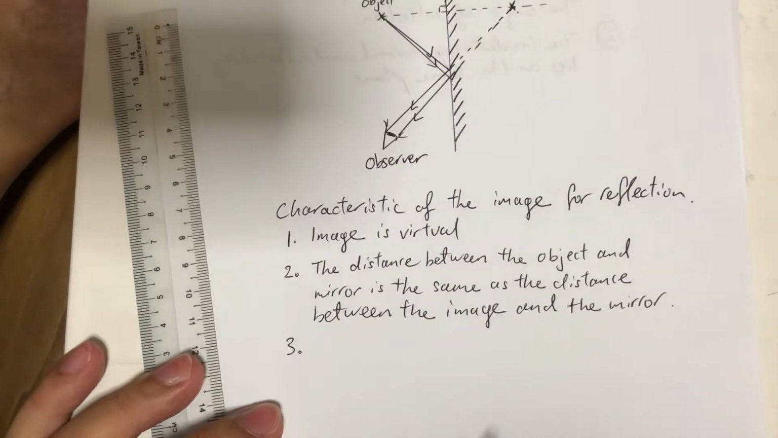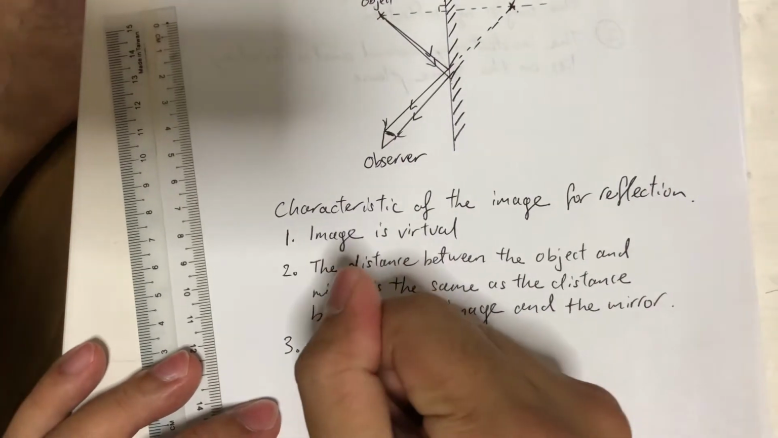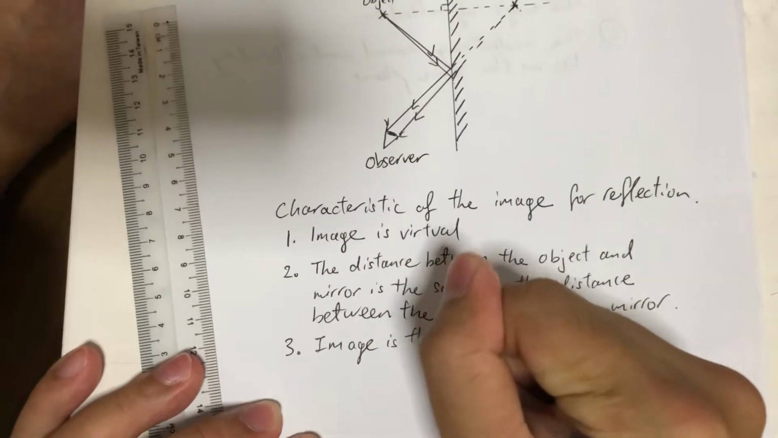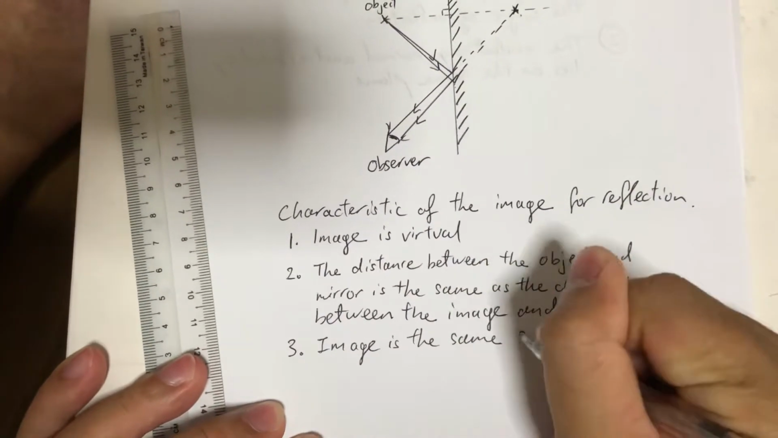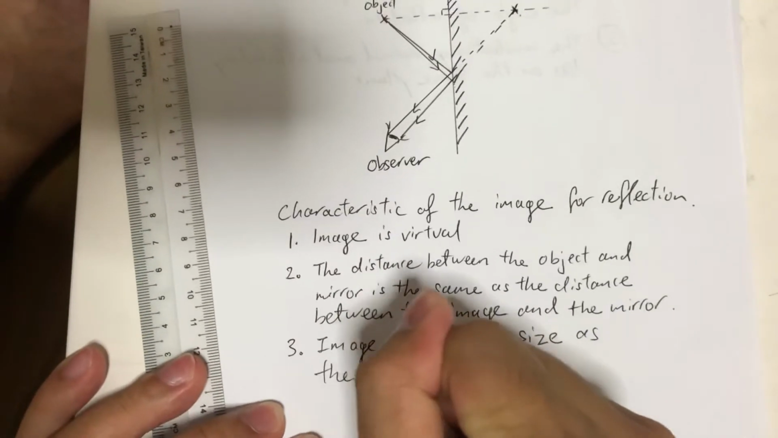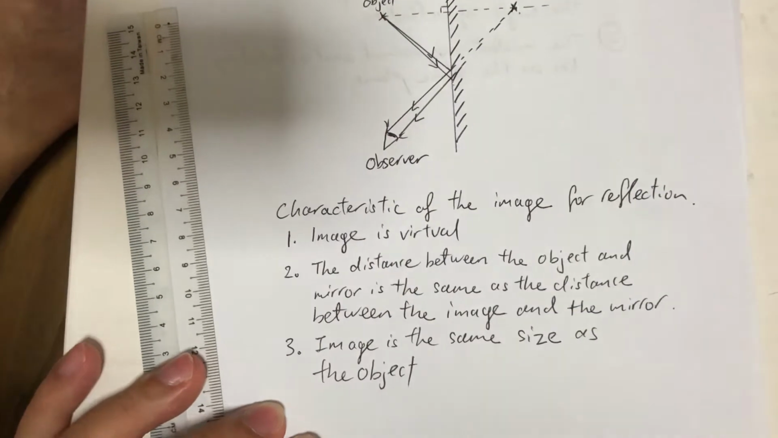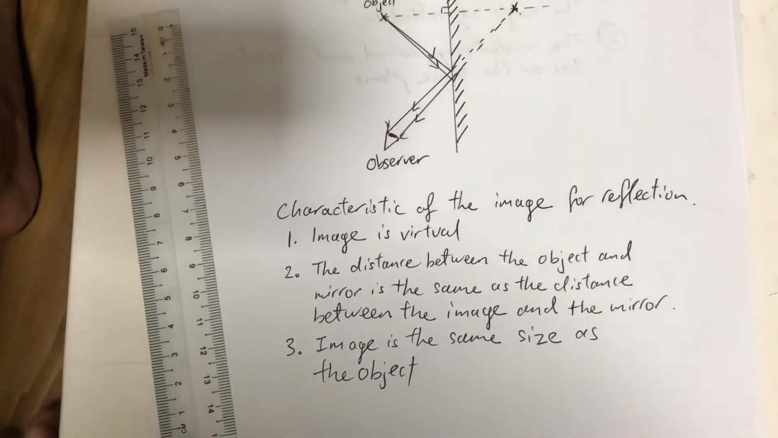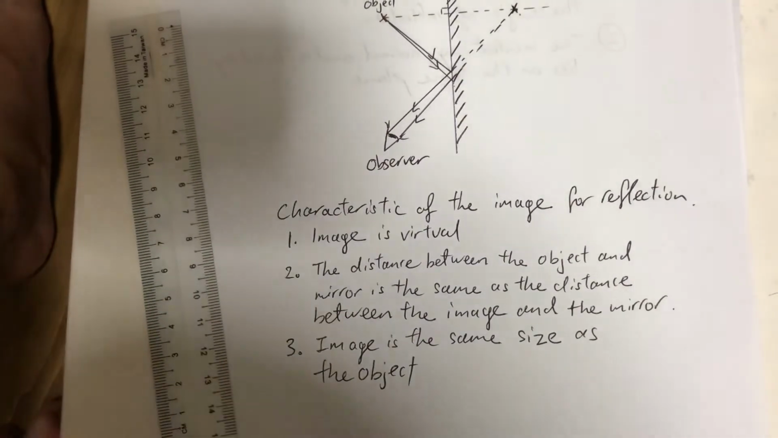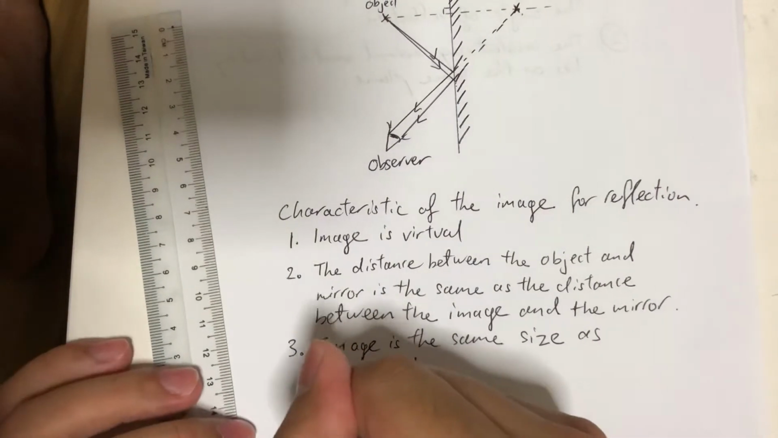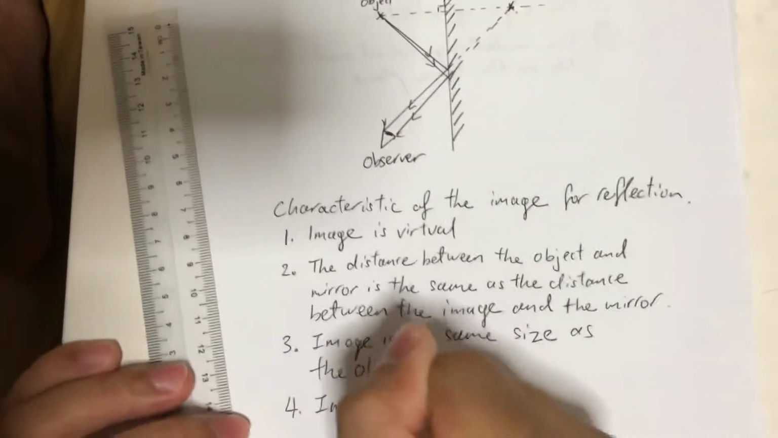Thirdly, this image is the same size as the object. Trust me, it is the same size. If you don't believe me, you can look into a mirror. If your eye is 1 cm wide, the image that you see of your eye is also 1 cm wide. And fourthly, the image is laterally inverted.